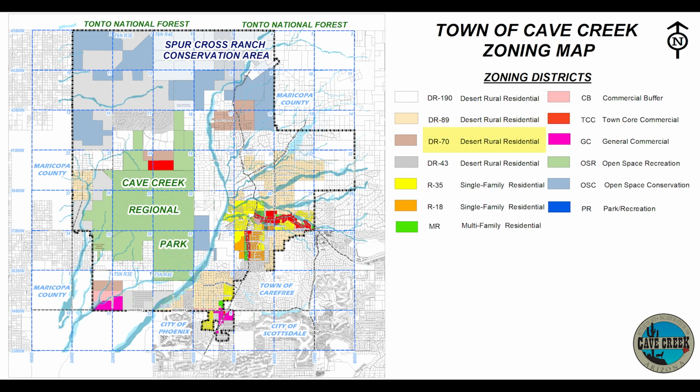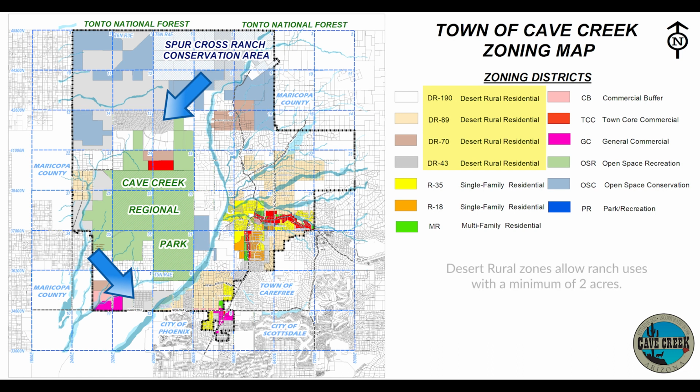DR 70 in brown means desert rural residential, 70,000 square feet, which is 1.6 acres. DR 43 in gray means desert rural residential, 43,000 square feet, which is just under an acre, or 0.9 acres. Desert rural zones allow ranch uses including horses with a minimum of 2 acres. Only desert rural zones allow ranches.